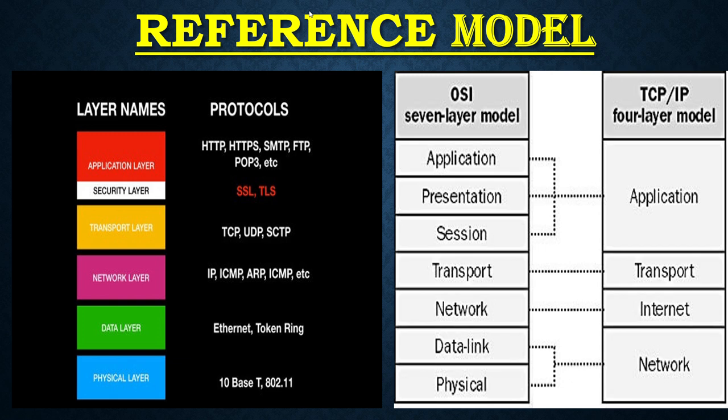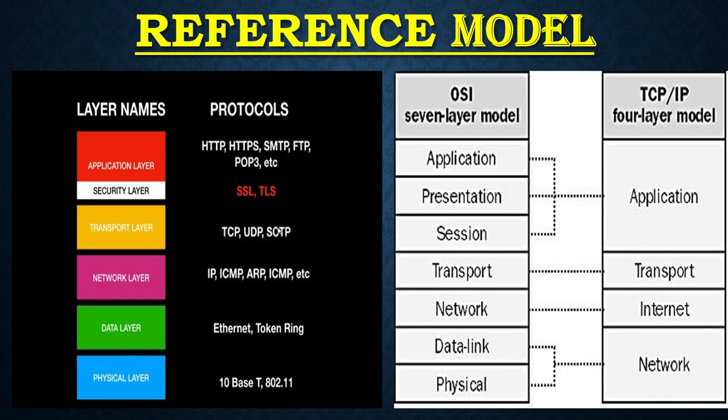What are the OSI 7-layer model protocols? I will discuss them in this video. Firstly, the application layer. The application layer gives HTTP, HTTPS, SMTP, FTP, POP3. These are the protocols the application layer is giving. Next, the security layer. SSL and TLS are given to the security layer.